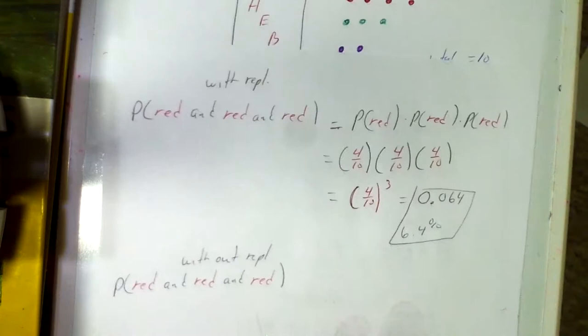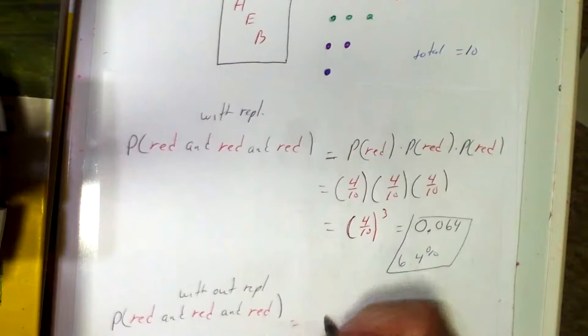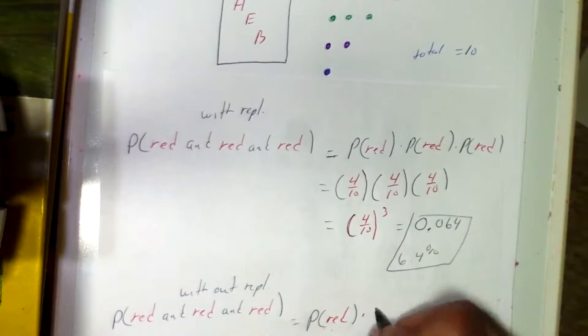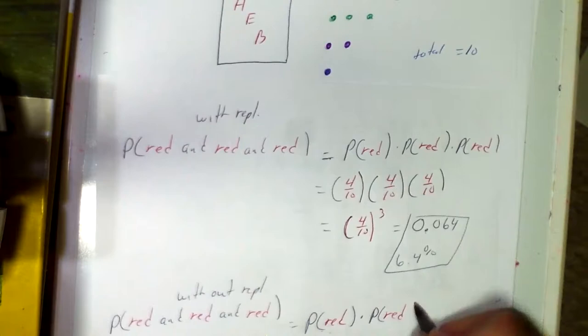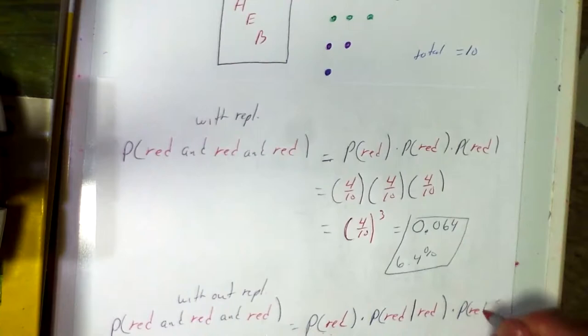Okay, now we're going to do the next one, but without replacement. So remember, the first initial probability is the same as this one. Let's treat it first, probability red. But then when you choose the second one, you're going to do the probability of red, given that you're going to take one red out. And then you're going to find the probability of red, given that you take another one out. You're taking one red marble out each time you find its probability.